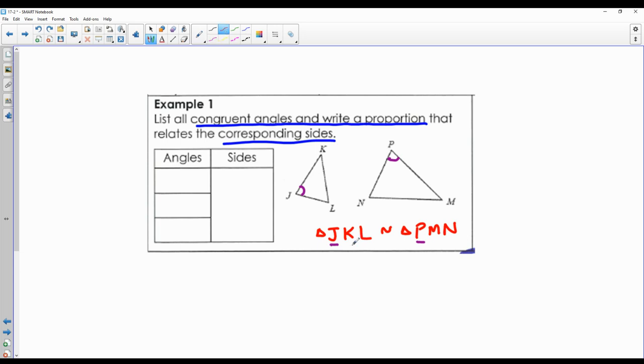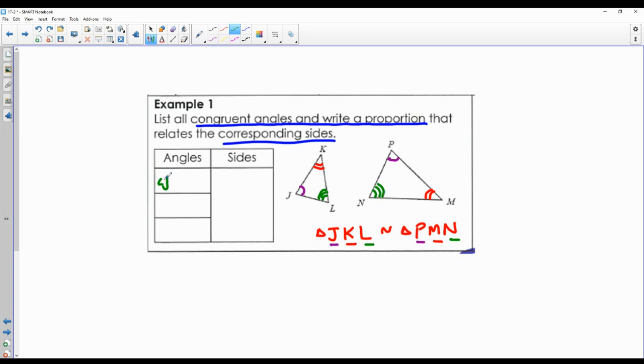We also know that the second one, K, is going to be congruent to M. So we'll write K and M right there are congruent. And then our last one, we know that L is going to be congruent with N. So L and N are both congruent. Okay, and that's just what they want you to write over here.